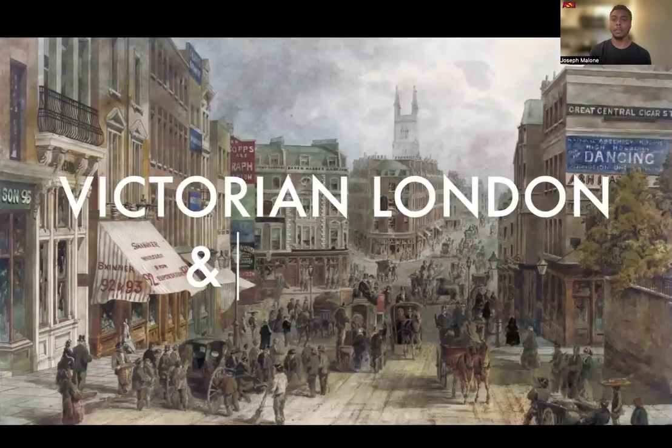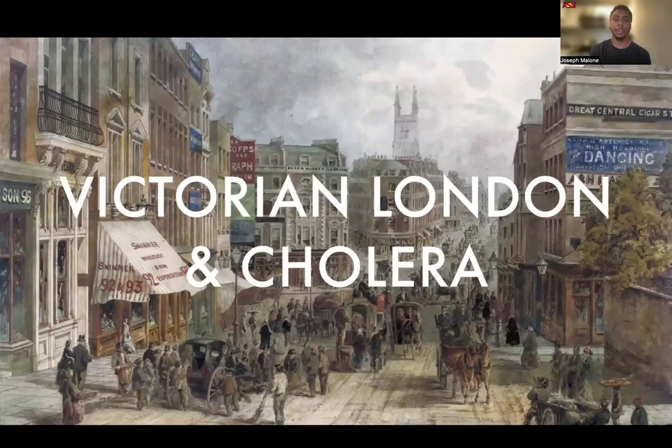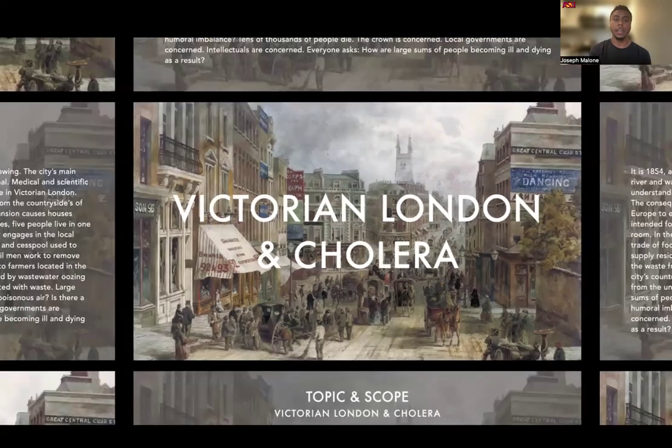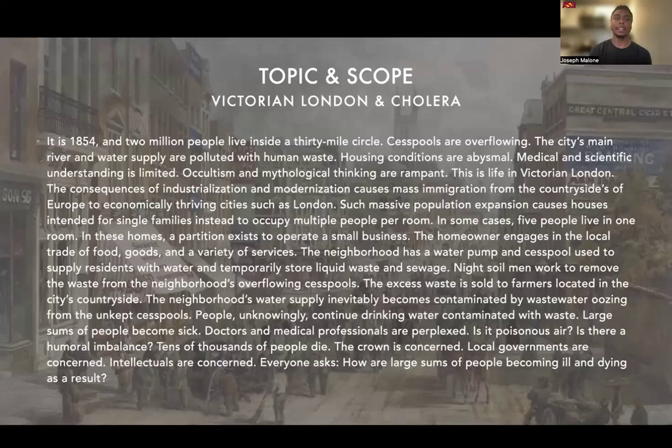So we are talking about a time period of Victorian London. This is in the 19th century. So to set the scene, it is 1854. 2 million people live in a 30-mile circle. Cesspools are overflowing. The city's main river and water supply are polluted with human waste. Housing conditions are abysmal. Medical and scientific understanding is limited. Occultism and mythological thinking are rampant. This is life in Victorian London.